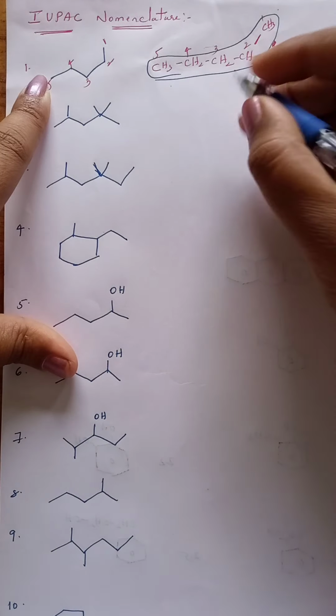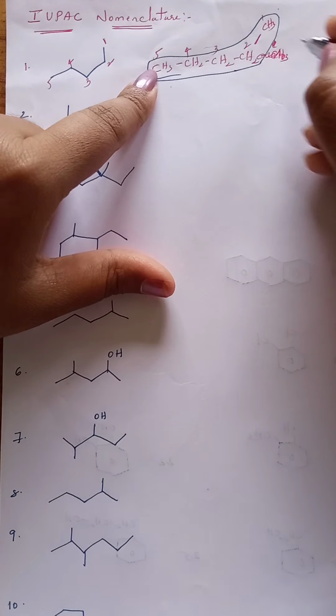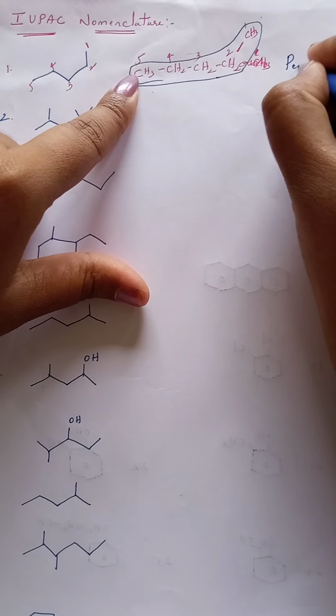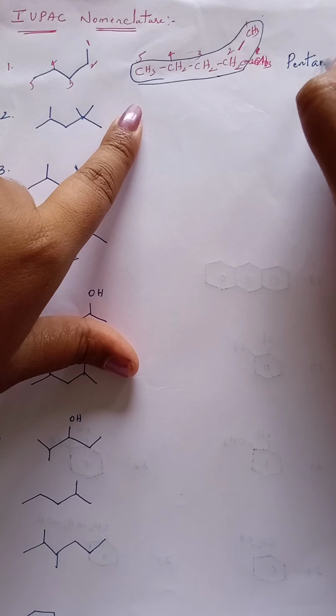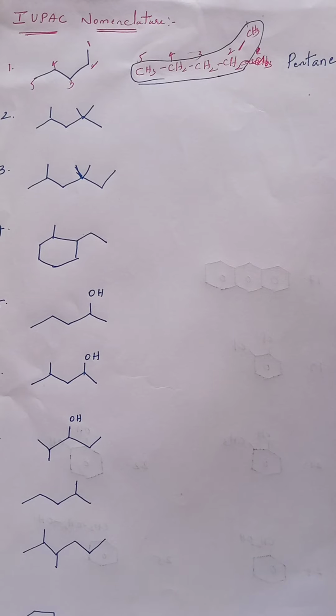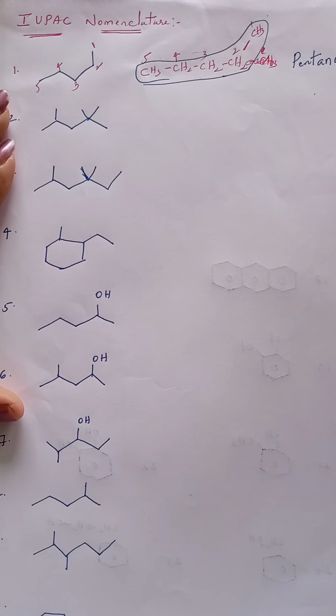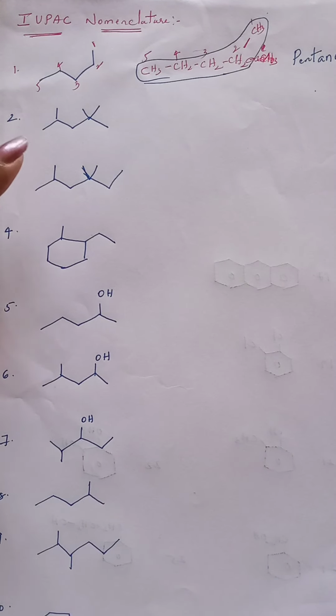Directly the word root. What is the word root for 5 carbon atoms? Word root is pent. Only single bonds are there, so the suffix is ane. Pentane is its name. Next, move on to the second compound. I am doing it here itself.